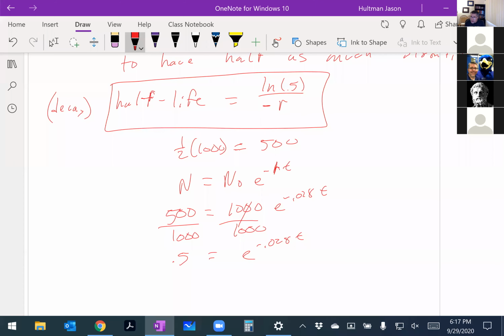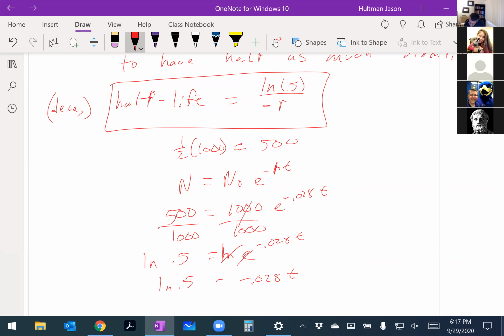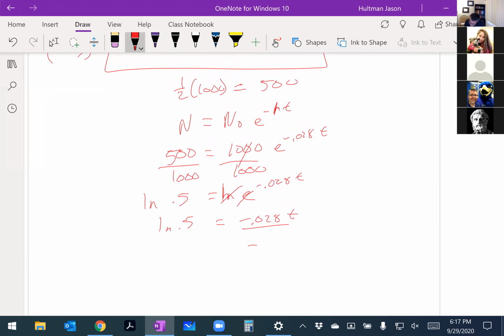And we're going to get 0.5 is equal to e to the negative 0.028t. Now, how do I undo the exponent, the natural exponent? I have to natural log it. I'm going to take the natural log of both sides. And those are going to cancel out, and I'm left with the natural log of 0.5 is equal to negative 0.028 times t. And now I'm going to divide by negative 0.028. And I'm going to get t is equal to natural log of 0.5 over negative 0.028.